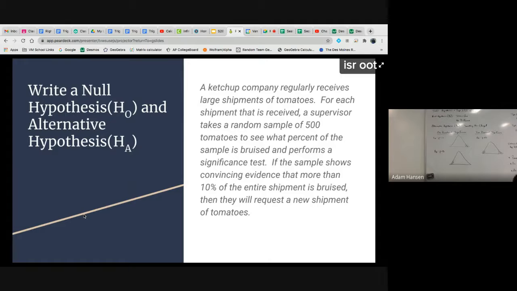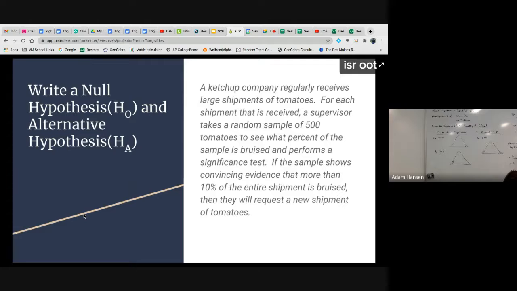If the sample shows convincing evidence that more than 10% of the entire shipment is bruised, they request a new shipment of tomatoes. Testing the entire batch would take too long, so they're going to take some sample and see if more than 10% of the sample is bruised. If more than 10% of the sample is bruised, more than likely we got a bad batch of tomatoes, right? So let's write H naught and H sub A. What's the H naught and the H sub A?